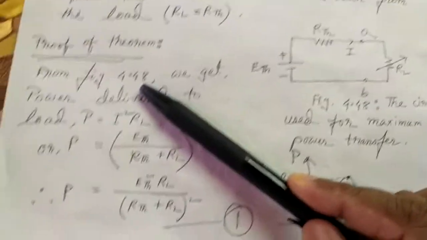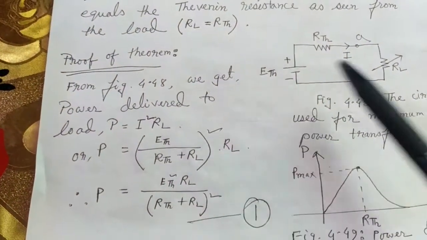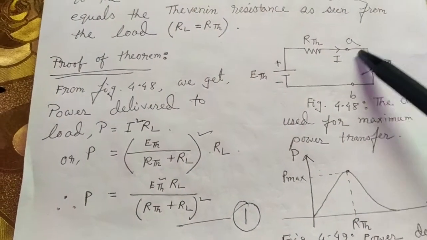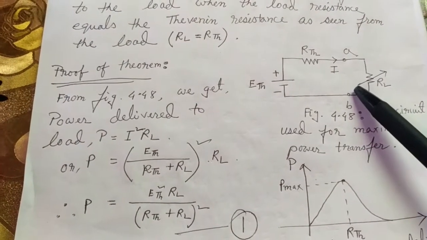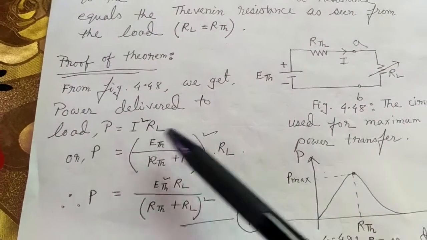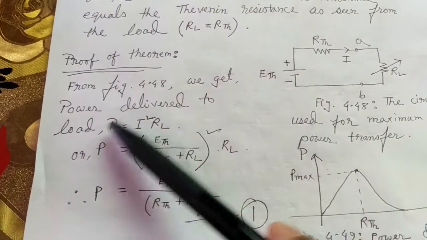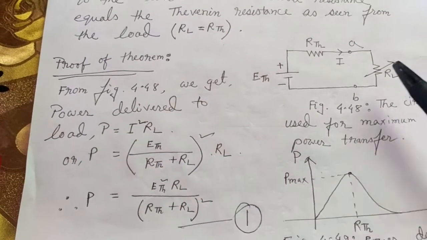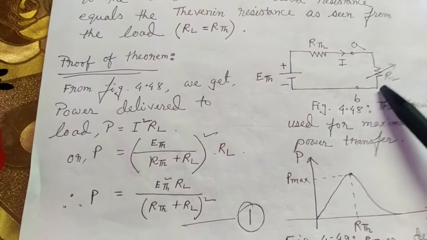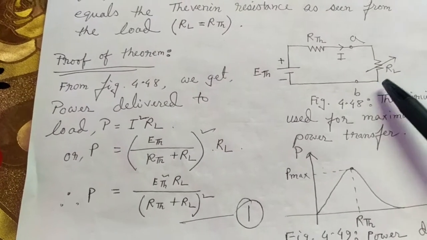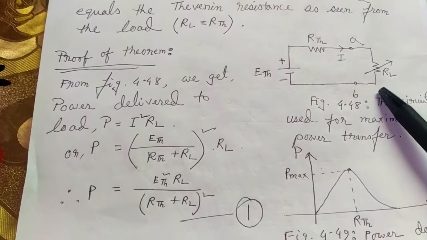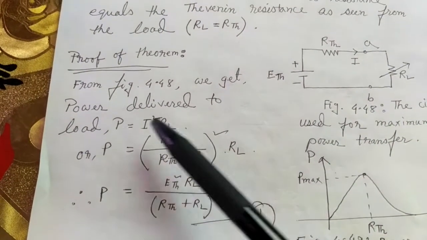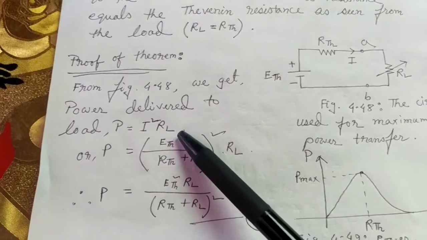Proof of the theorem. From this figure, we see the power at the load equals I square RL. So we have written here power delivered to load P equals I square RL. We know the power equation is I square R equals VI equals V square by R. We have used the I square R formula to determine the power across this load.